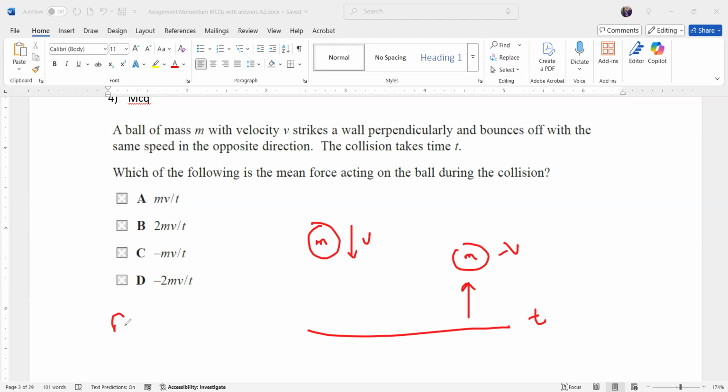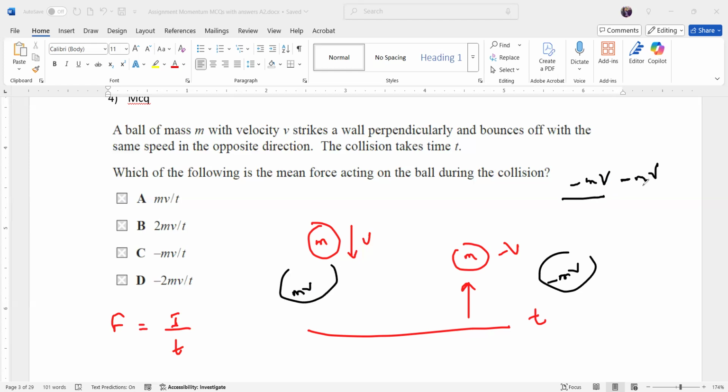So we know force is impulse divided by time. Impulse is a change in momentum. How can we work out the change in momentum? Here the momentum is mv, and here the momentum is minus mv. So the change in momentum is minus mv minus mv, because it's final minus initial. So final is minus mv minus the initial is mv. So it is minus 2 mv.